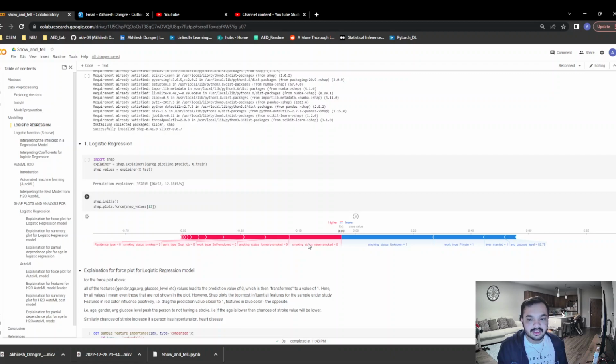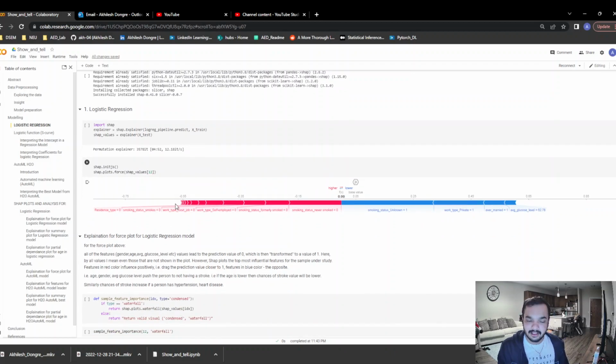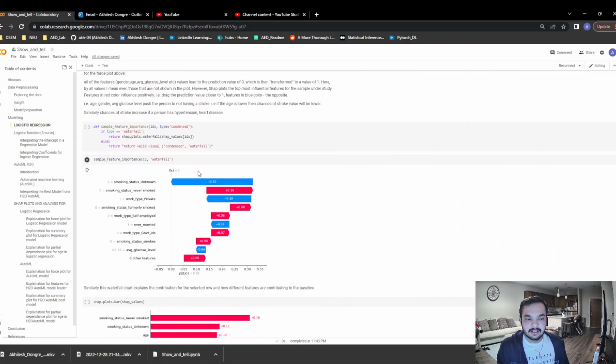Now the contributions are independent. Basically, this has taken everything into account and we can just see the factors in color. Those in red or pink contribute towards a higher chance, and the factors in blue are pushing the probability, or the SHAP values, towards a lower chance. This is for a particular row, and that's where SHAP comes in and plays a very important role. It lets you understand the model at a deeper level. And this is for the logistic regression model, showing how each row is affected by various factors.